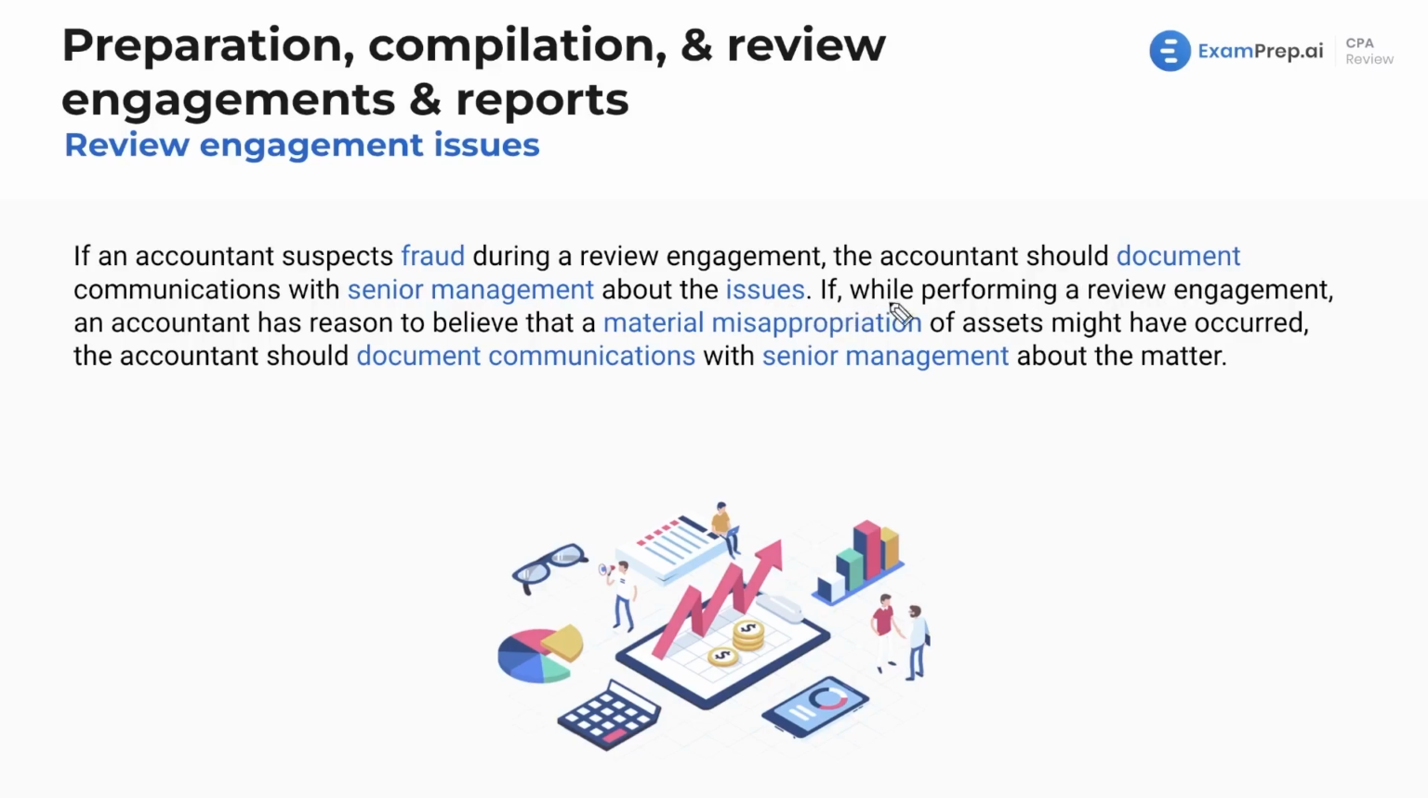If while performing a review engagement, an accountant has reason to believe that a material misappropriation of assets might have occurred, the accountant should document communications with senior management about the matter. Make sure you're getting that down.